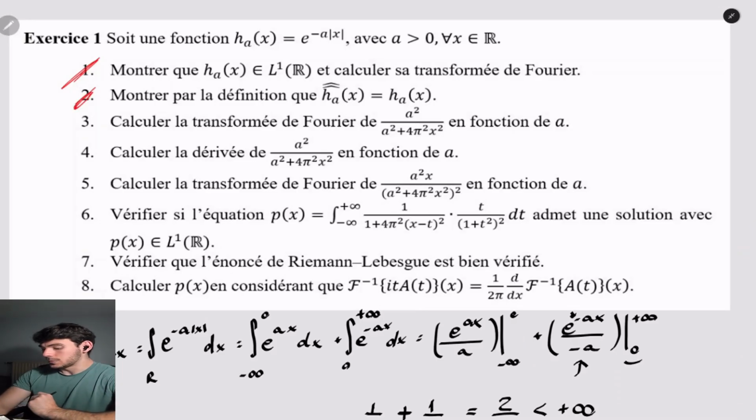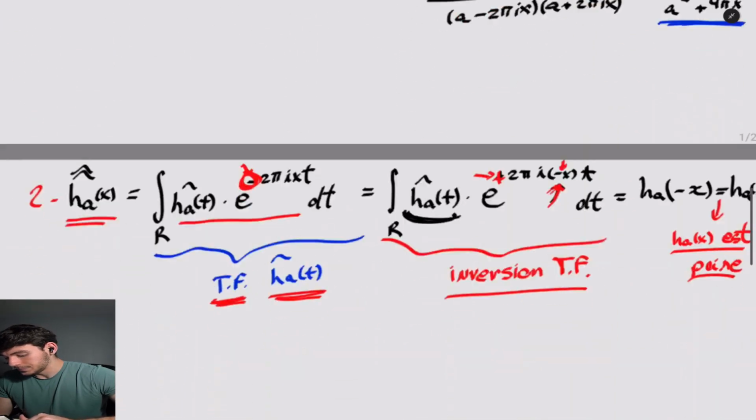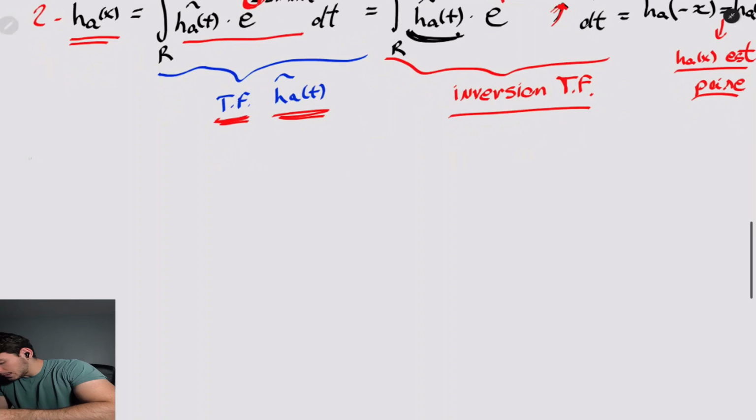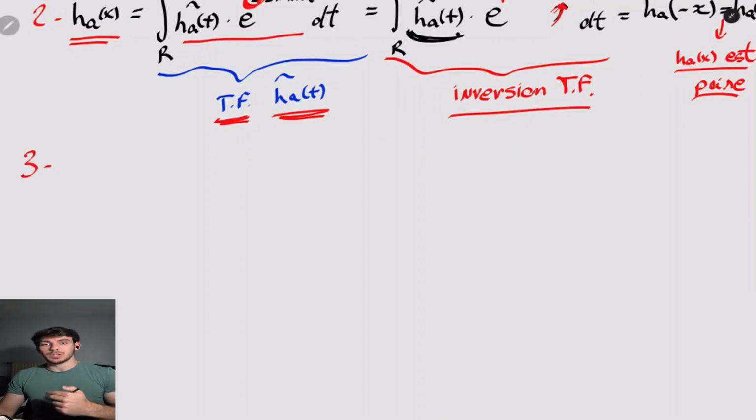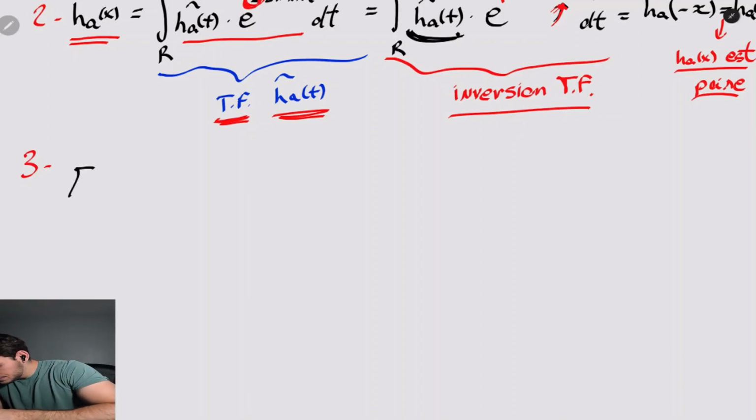And now in question 3, we need to calculate the Fourier transform of a squared divided by a squared plus 4 pi squared x squared, as a function of a. All right, so here we're going to use, as usual, something that we've calculated in the previous questions. So they want the Fourier transform of a squared divided by a squared plus 4 pi squared x squared.